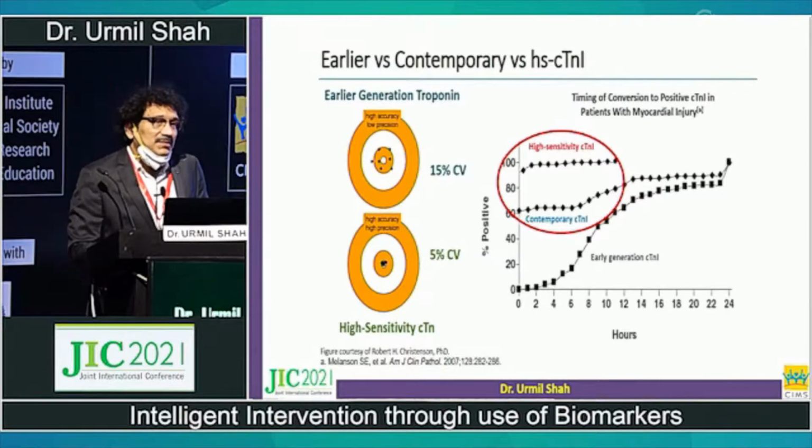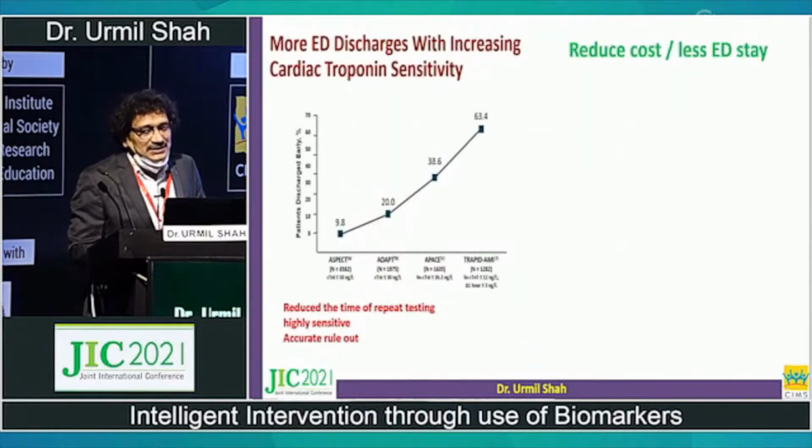Compared to the contemporary troponin, HS troponin is found to be more precise and more accurate. At the same time, we can identify the rise much earlier, that means within 1 or 2 hours of the onset of chest pain. So that is the advantage of using HS troponin.